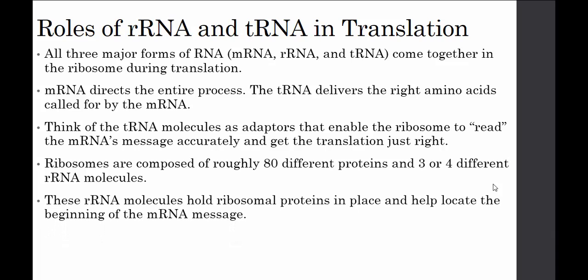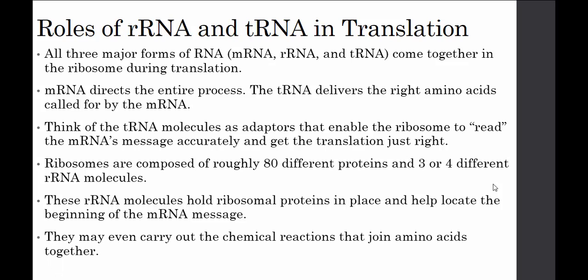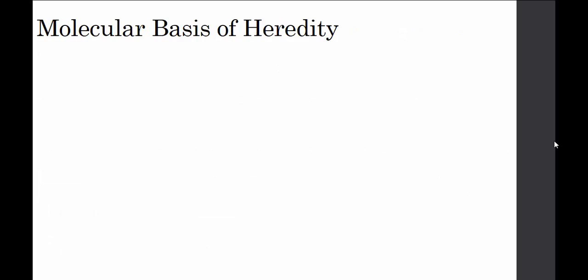These rRNA molecules hold ribosomal proteins in place and help locate the beginning of the mRNA message. They may even carry out the chemical reactions that join amino acids together. So you can see that rRNA, tRNA, and mRNA, they all work together to make these chemical reactions happen that join amino acids together to build these proteins.